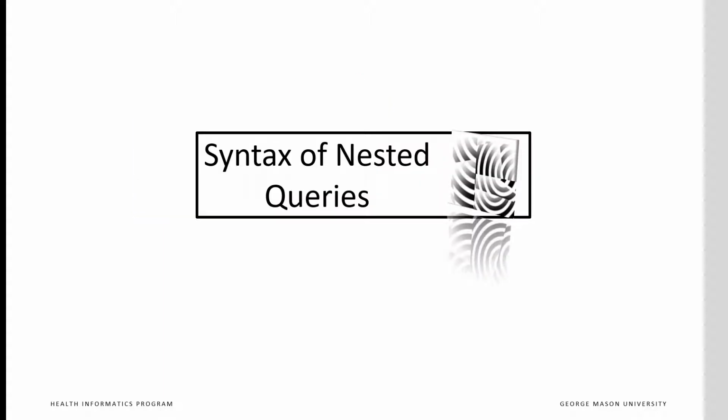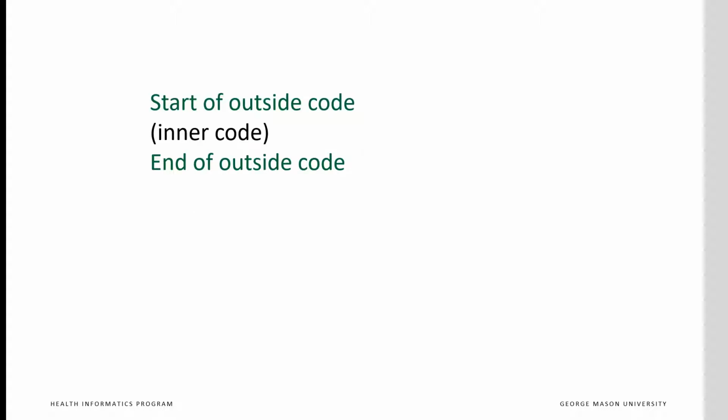A nested query is marked by parentheses before and after the code. SQL will execute the code inside the parentheses first before evaluating the code outside the parentheses. The code inside parentheses must be able to function by itself. The code outside the parentheses uses values inside the nested code and therefore depends on the nesting. It cannot function by itself.